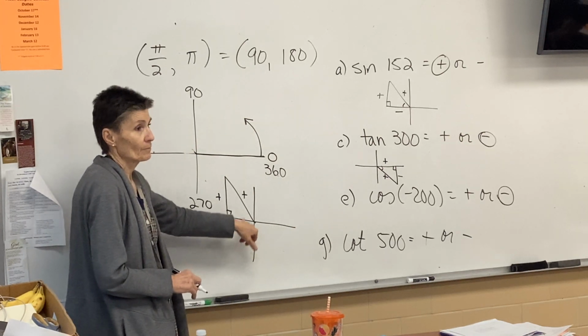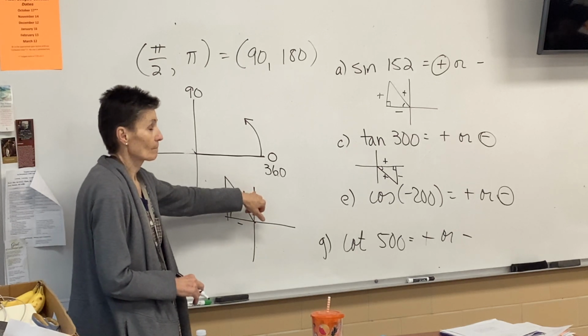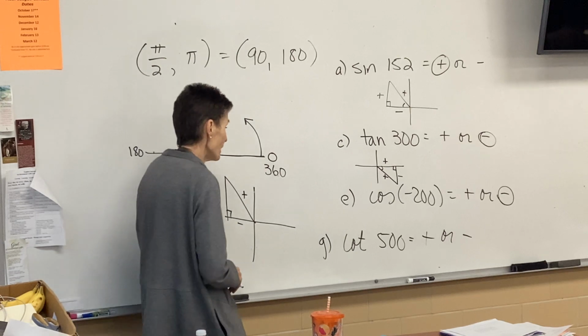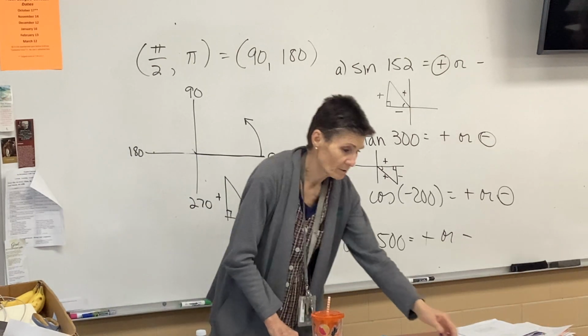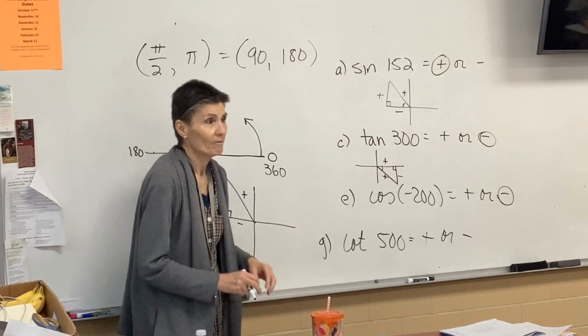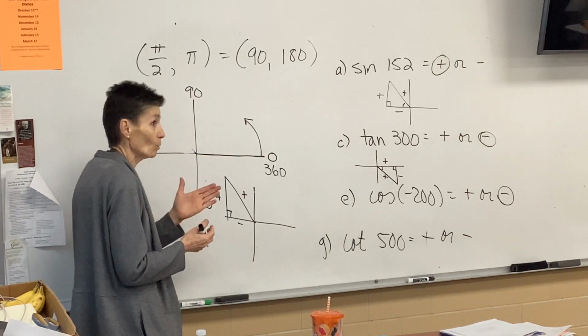Adjacent over hypotenuse. X over R. And then what about 500? That one's kind of an interesting one too. What about 500? You gotta go around more than once.